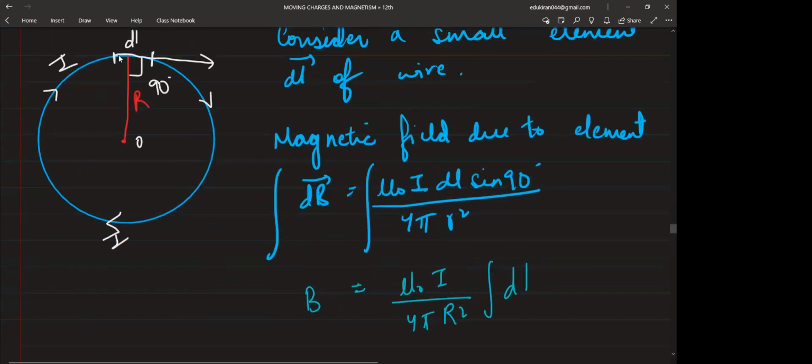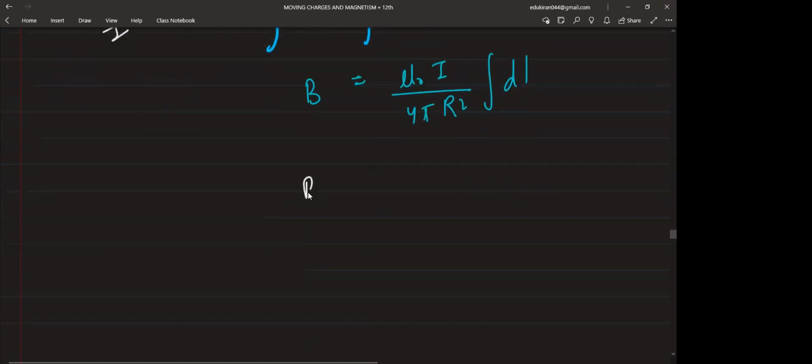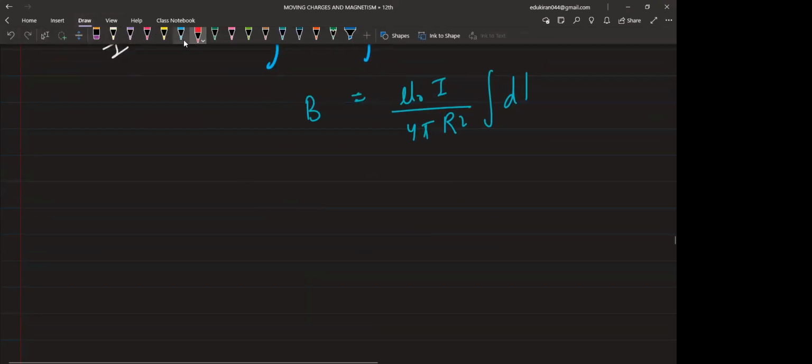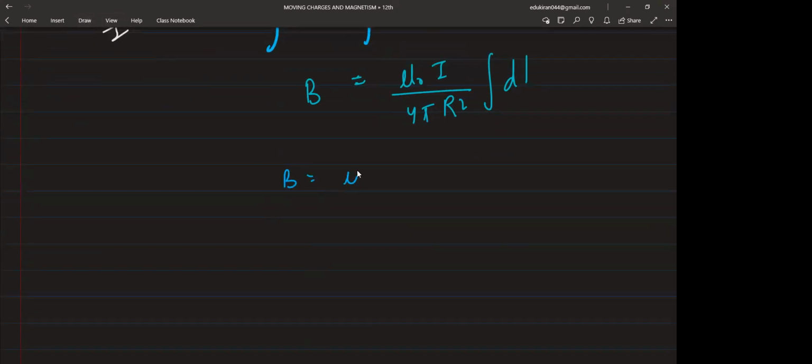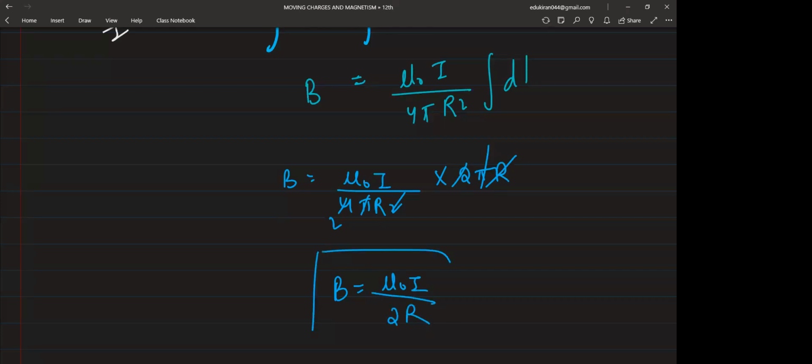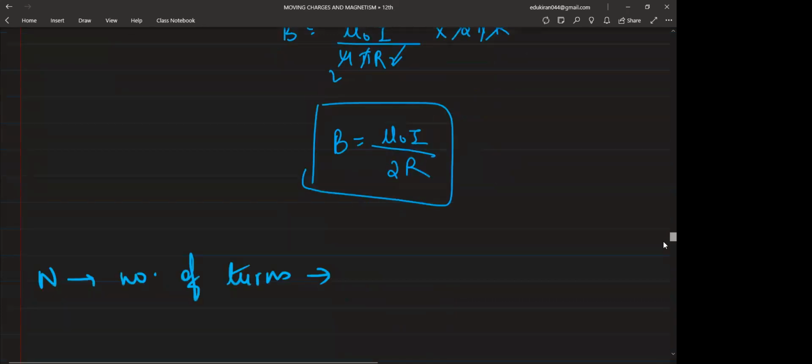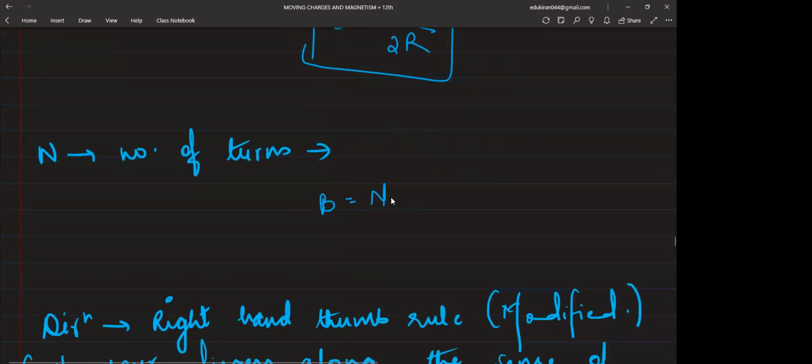So here, if I add all the small dls, dl plus dl plus dl, I'll get the circle back. So this is basically integration of dl. So B is equal to mu naught I by 4 pi r square, integral of dl is 2 pi r. Pi pi cancel, 2 cancel, r with this square will be cancelled. So we are left with mu naught I by 2 r, right? At the center. Suppose n number of turns are there, n number of circles are there. So we'll just multiply it with n, n mu naught I by 2 r.